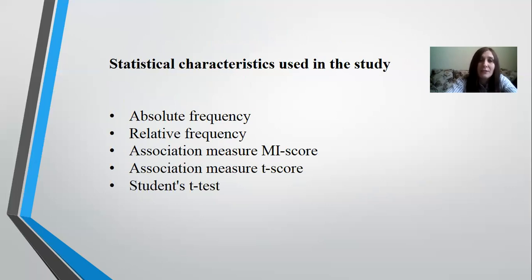The absolute and relative frequencies, and association measures such as MI score and T score, are used in our study. We make a hypothesis that color nomination demonstrates the author's vision and his cultural experience. Therefore, collocations with color nomination may be considered the writer's idiolect markers. Accordingly, the Student's t-test, the t-value, is used to test the hypothesis and to reveal significant results.